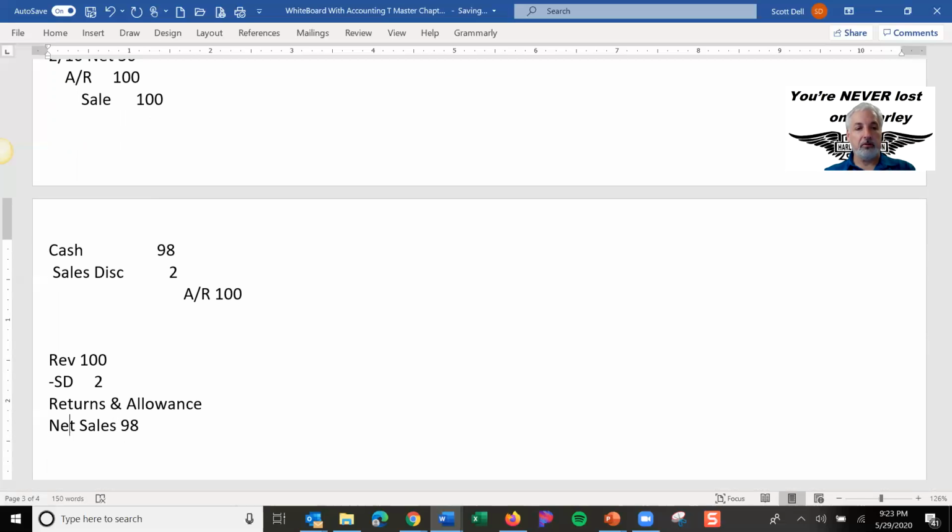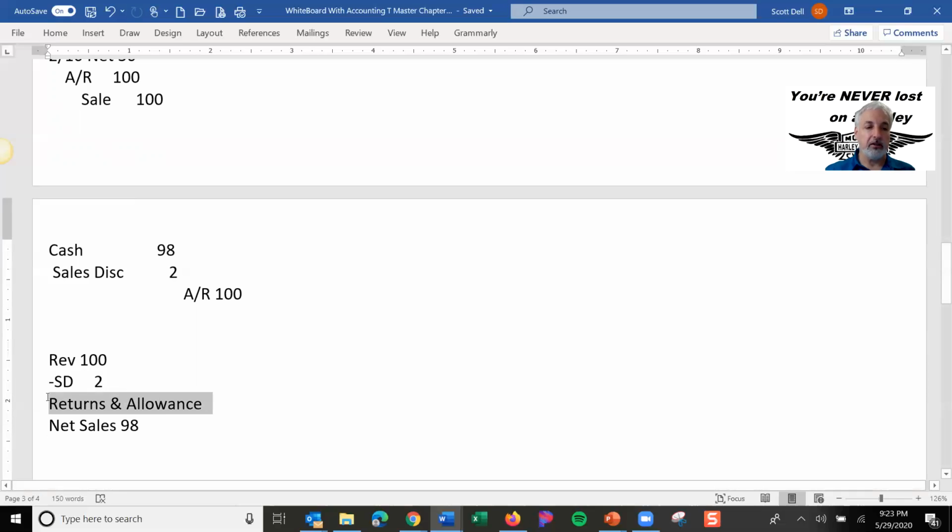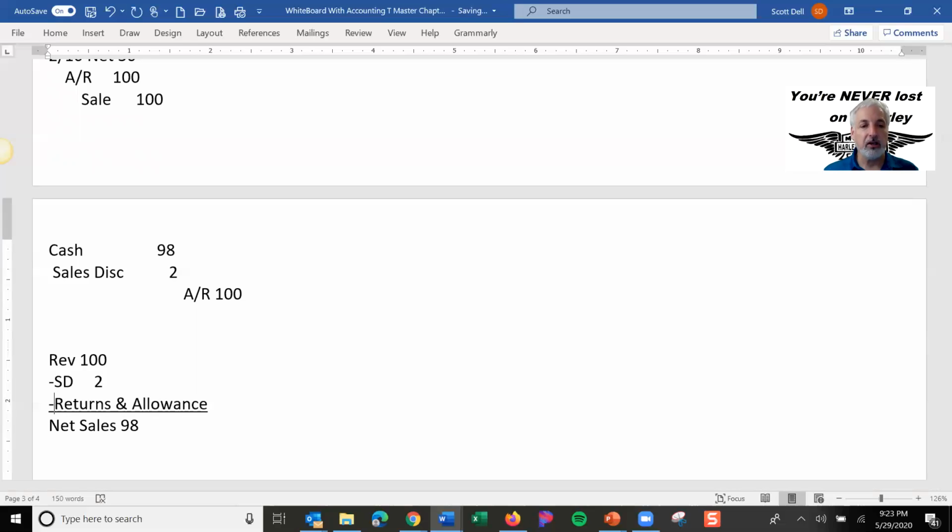So let's go turn on here. Control U, and we're good to go. All right. So hopefully that makes a little bit of sense. We're going to subtract our returns and allowances. We're going to subtract our sales discounts. We're going to have a net sales amount on the income statement. Then we're going to take away our cost of goods sold.